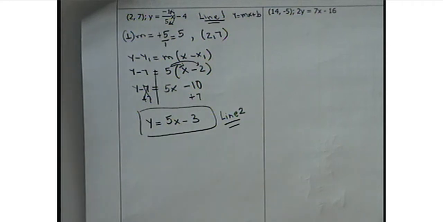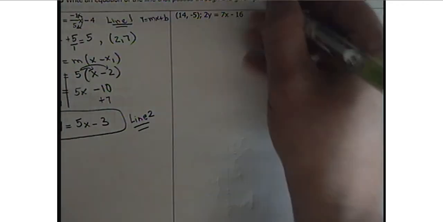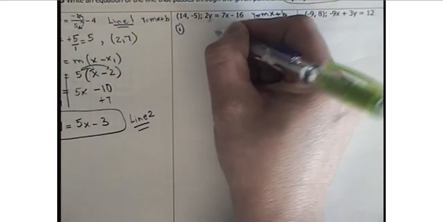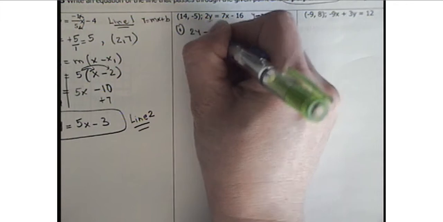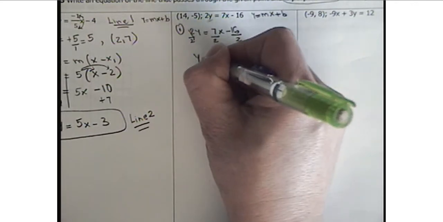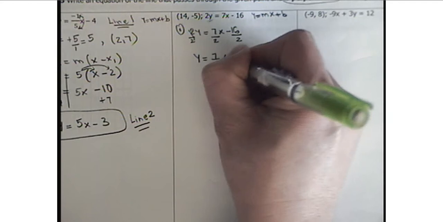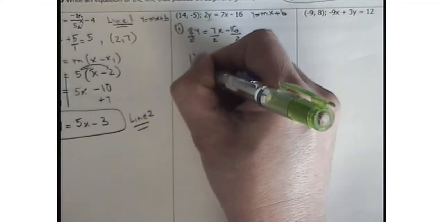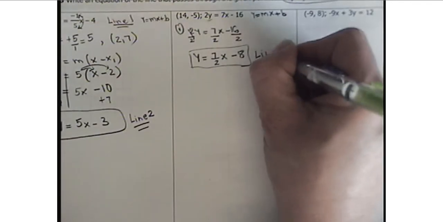Alright, second example. We have a given point and the equation. Always remember to check if the equation is in y-intercept form. The equation is not. So step 1, we're going to solve this equation for y first. So 2y equals 7x minus 16. We will divide each one of those numbers by 2. And then we have y equals 7 over 2 x minus 16 divided by 2, which is 8. So this is the equation of line 1.